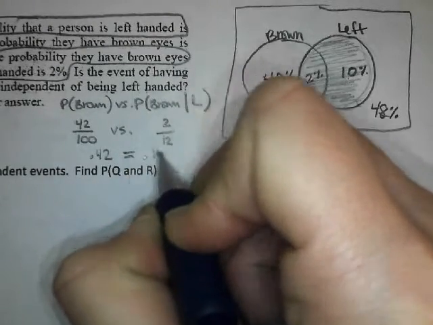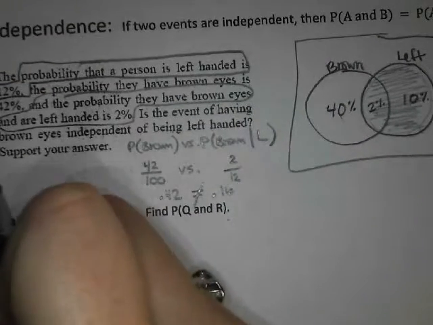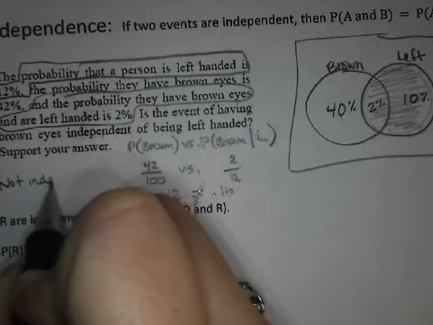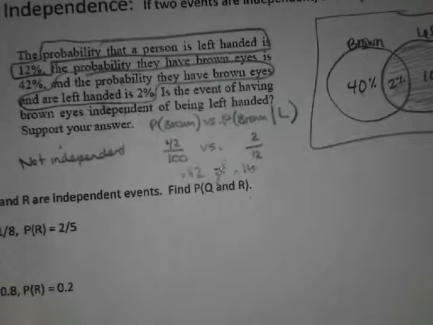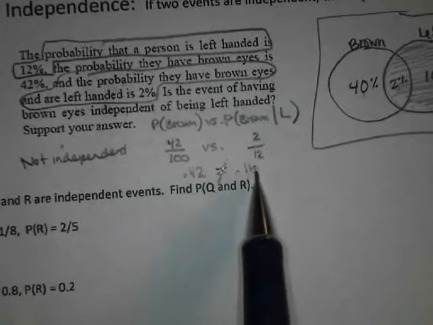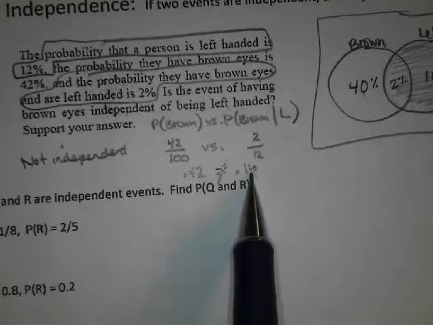So since they are not equal, what do we say? Not independent. Which suggests, although we can't say it conclusively, that something about being left-handed is making these people less likely to have brown eyes. See how their probability went down when you restricted it? The probability of having brown eyes went down significantly when you were talking to left-handed people.